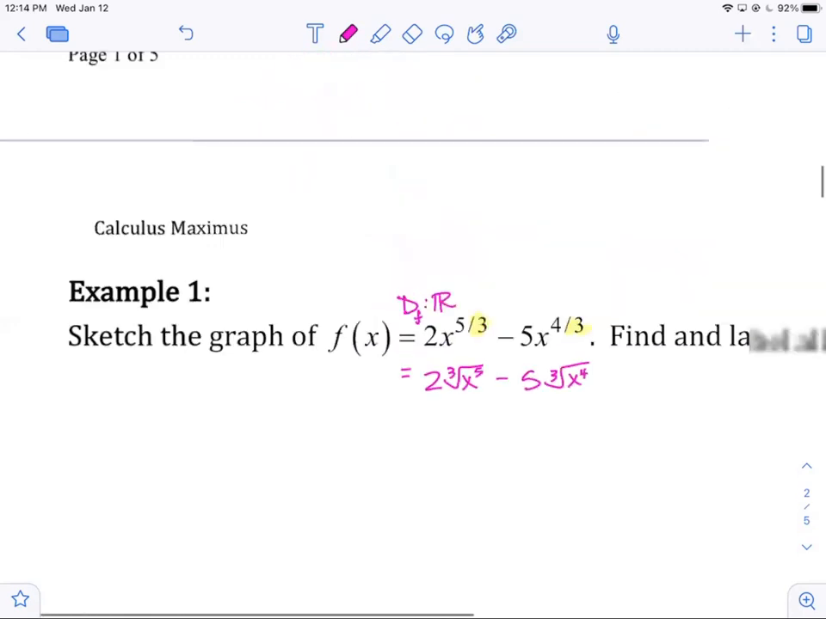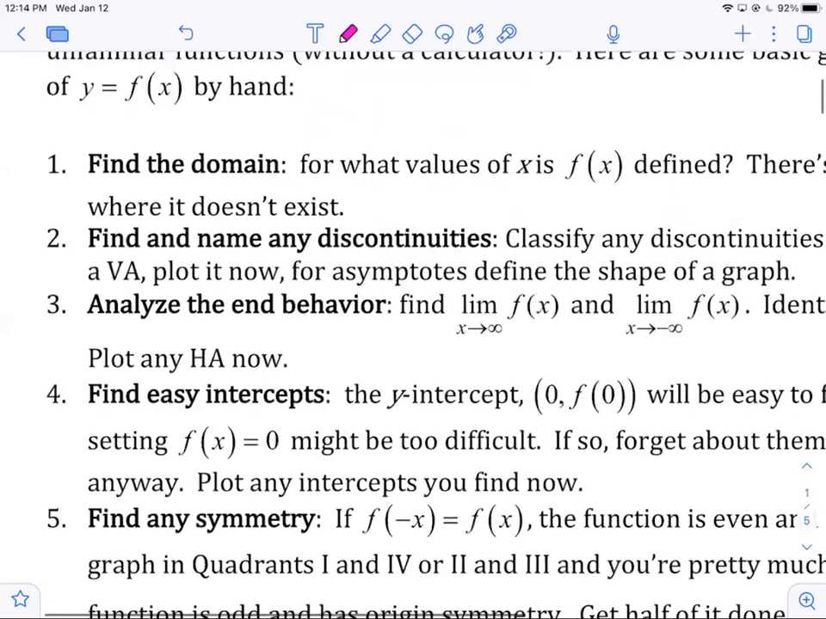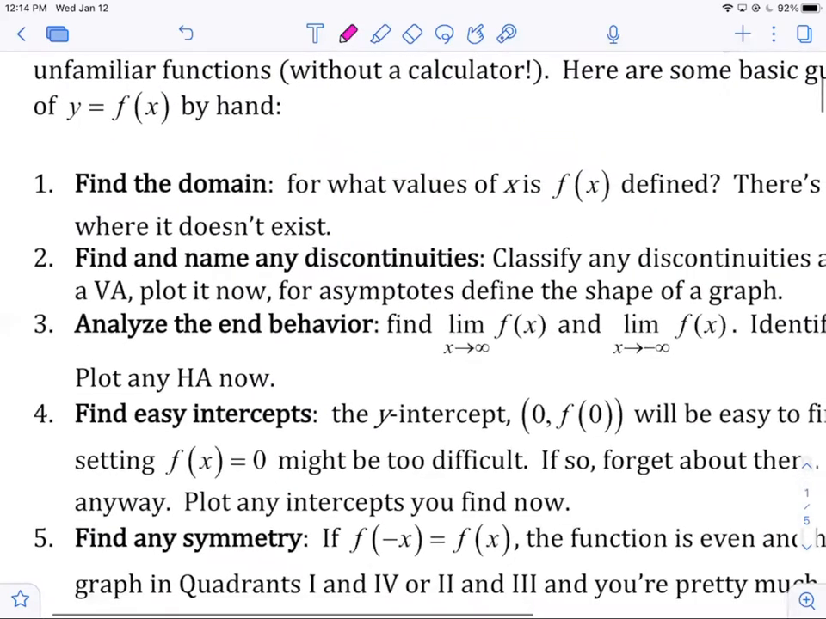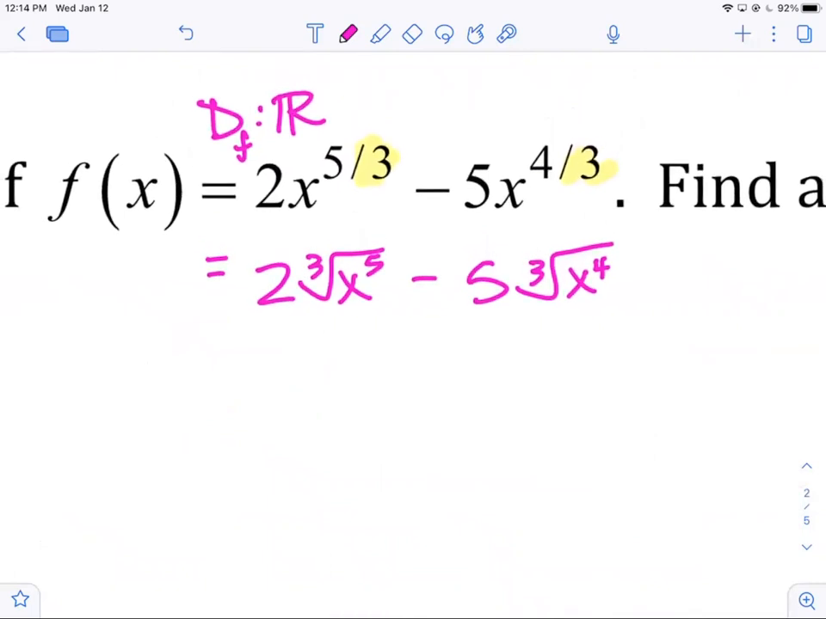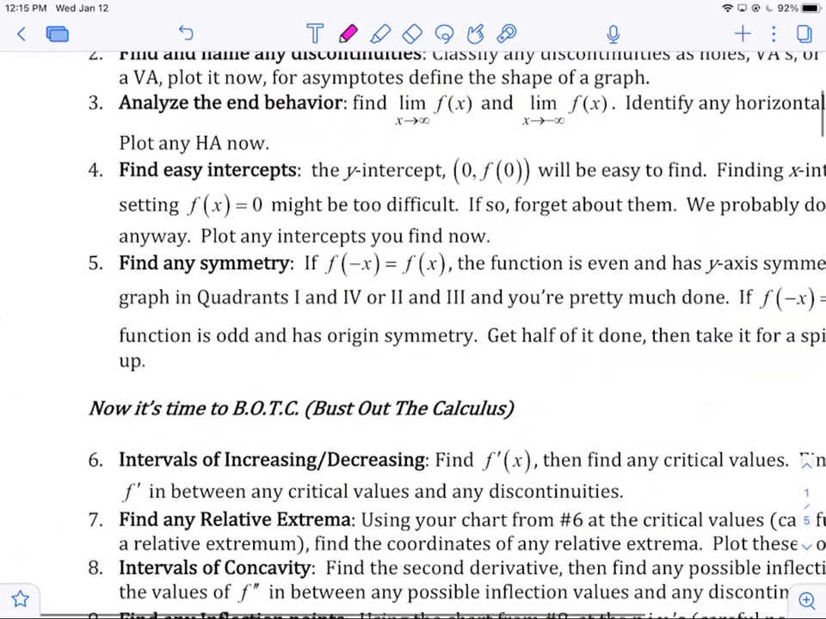So what else can we find? What else does it say to do? We found the domain. Any discontinuities? No. End behavior? Do we have any? How can we identify the end behavior? That's not going to be real easy here, right? Because if you plug in an infinity, you're going to get infinity minus infinity, right? And that's an indeterminate form. So that's not very helpful. Oh my gosh, we're already way down the list here.